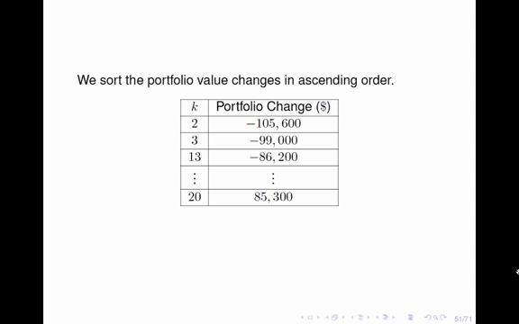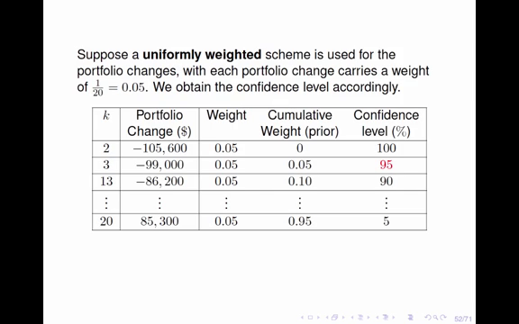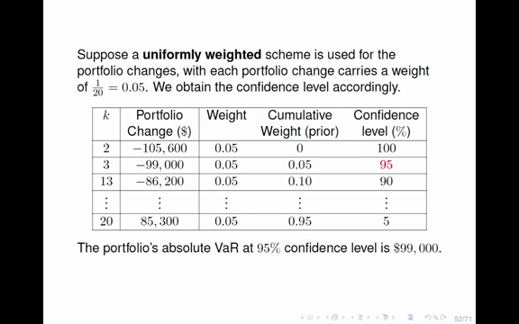Then, we sort the portfolio value changes in ascending order as follows. Suppose a uniformly weighted scheme is used for portfolio changes, with each portfolio change carrying a weight of 0.05. We obtain a confidence level accordingly. Therefore, the portfolio's absolute VAR at 95% confidence level is $99,000.